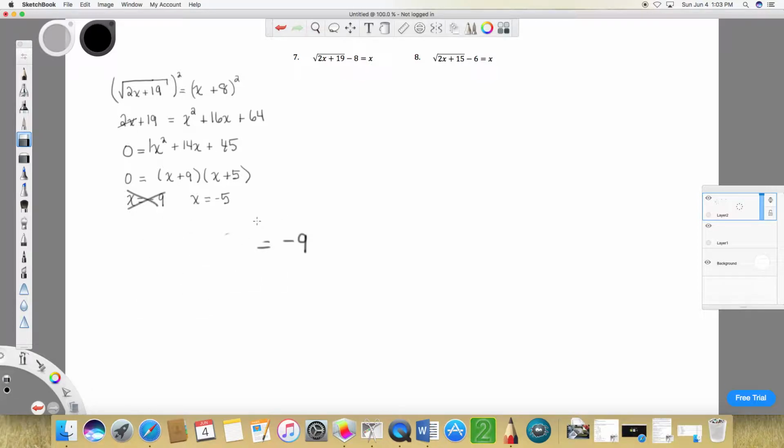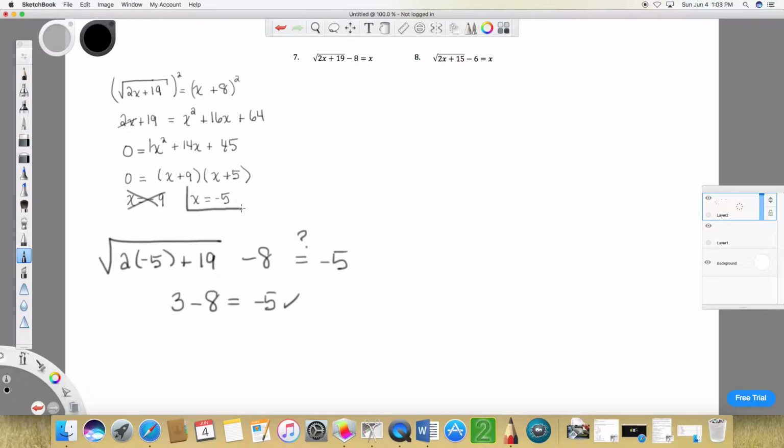All right, so what about -5? Is that going to be a solution? Well, I don't know yet. I'm going to have to plug it in and see. I've got the square root of 2 times x, which is 2 times -5, plus 19, minus 8. And the big question is, is that equal to -5? So 2 times -5 is -10. -10 plus 19 is 9. The square root of 9 is 3. And 3 minus 8 is -5. So that does check, and this is in my solution. So there's my final answer for number 7.